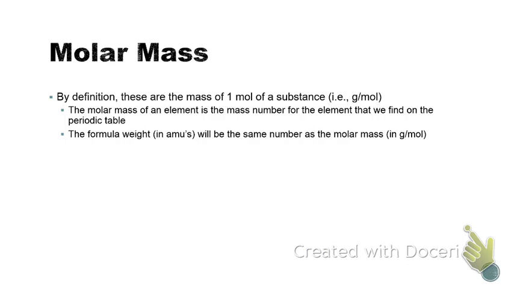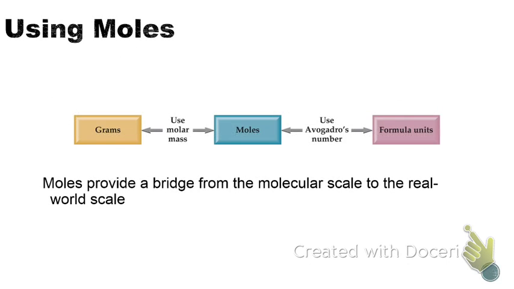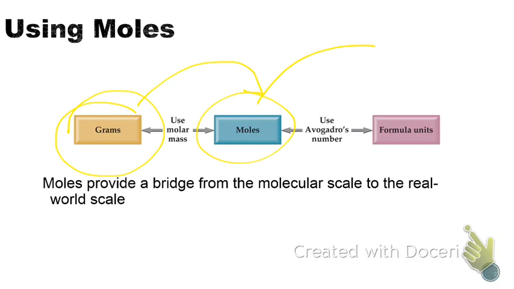Okay, so the formula weight or molecular weight in AMUs is the same number as the molar mass, which is grams per mole. So this provides a way for us to go from grams to moles, or back and forth, and then we can actually find out the exact number of particles. That's really cool.